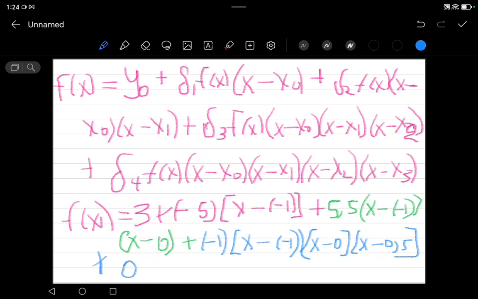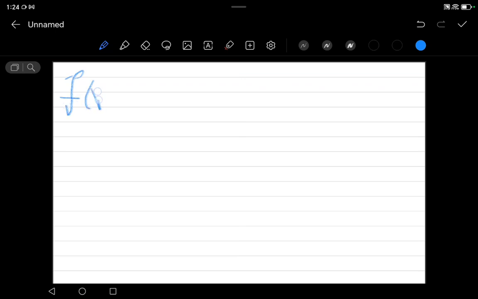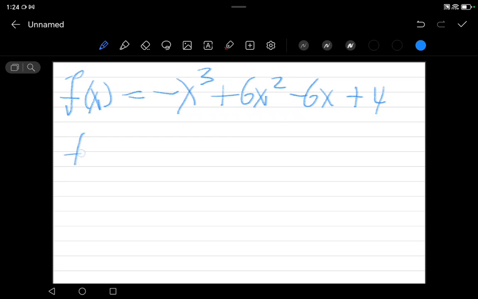So here you just simplify. We're going to multiply this negative 5 with x, multiply negative 5 with negative 1, 5.5 multiplied by x, so you simplify everything. So after simplifying, your f of x is going to be equal to negative x cube, okay, plus 6x squared minus 6x plus 4. Okay, and then from our question they want us to estimate f of 2.